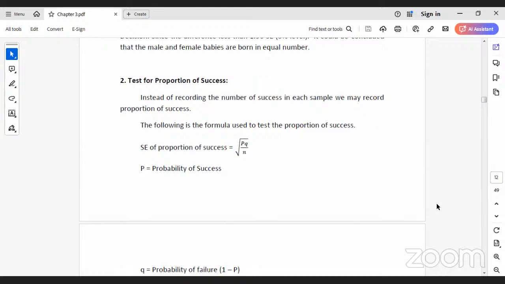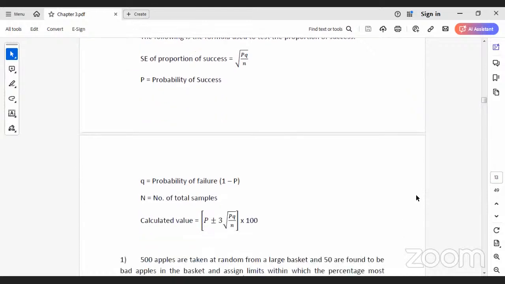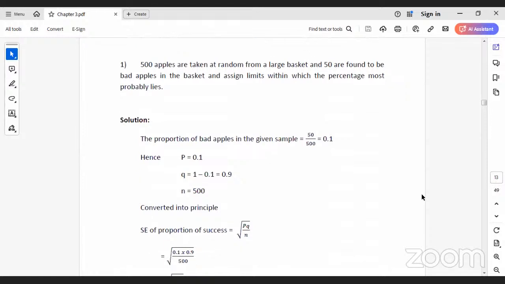In the previous formula, standard error of number of success, the formula we wrote was under root NPQ, but here it is under root PQ by N. Probability of success into failure by N. So P is equal to probability of success and Q is equal to probability of failure, that is 1 minus P. Then N is equal to number of total samples. So the limits are P plus or minus 3 under root PQ by N into 100. So that is number one.